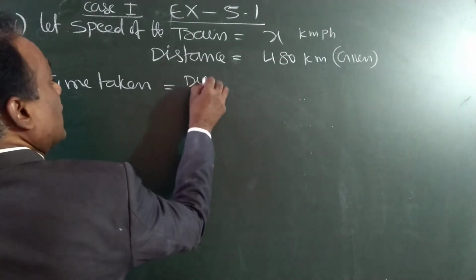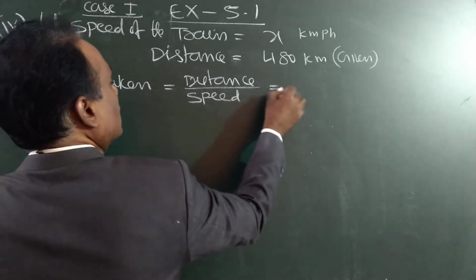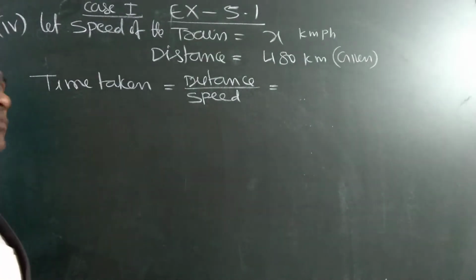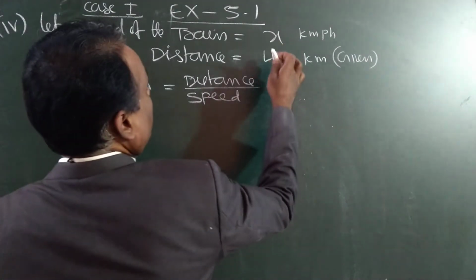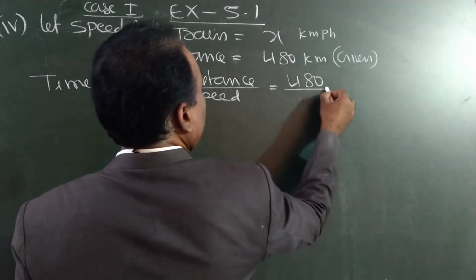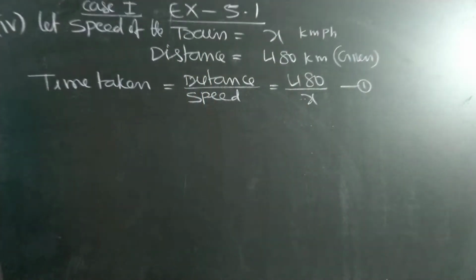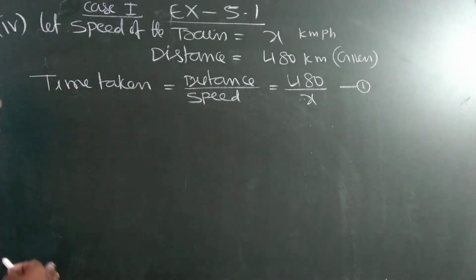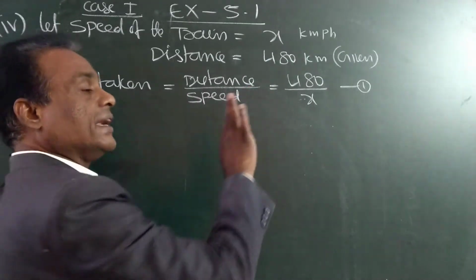Time is equal to distance by speed. You studied this formula in the lower classes, even in 8th class. Time is equal to distance by speed, and speed is equal to distance by time. Distance is 480 kilometers, and the speed is x. This is the time. In the first case, if the train is moving at x kilometers per hour to cover 480 kilometers, the time taken is equal to 480 by x.